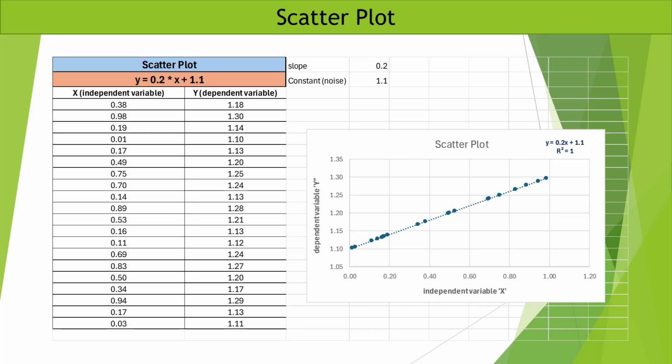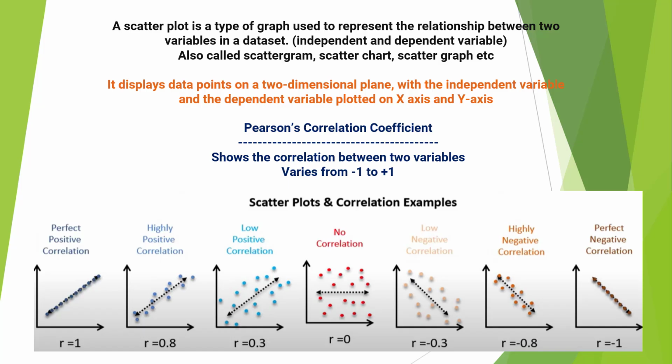But for this particular topic, as of now, you just need to understand that this is how the scatter plot is created. You can create it in Excel as well. Now, coming to the definition, a scatter plot is a type of graph which is used to represent the relationship between two variables in a data set. And these two variables are independent and dependent variables. Variables are also called columns, right? So there are two columns in a data set. One is independent column and the other one is dependent column.